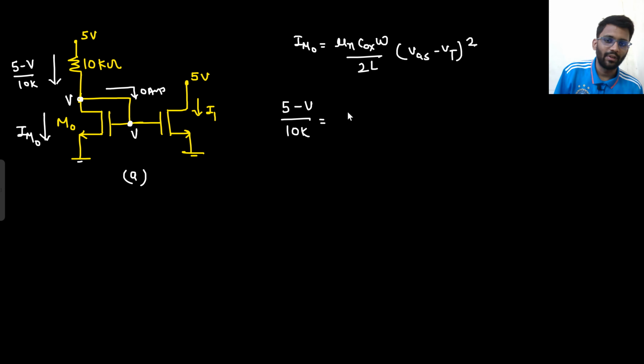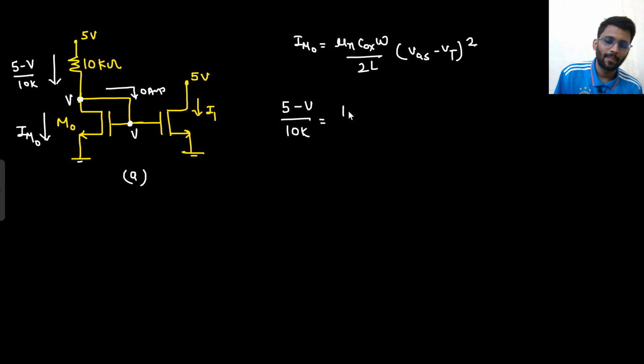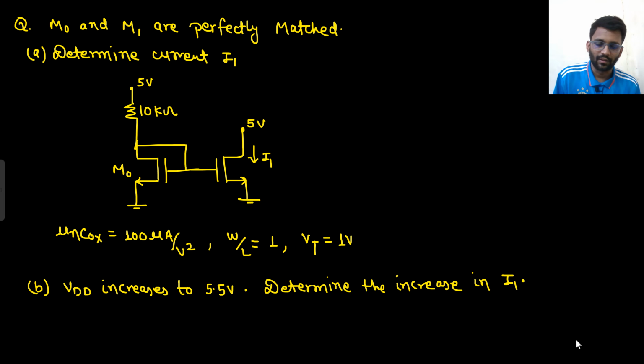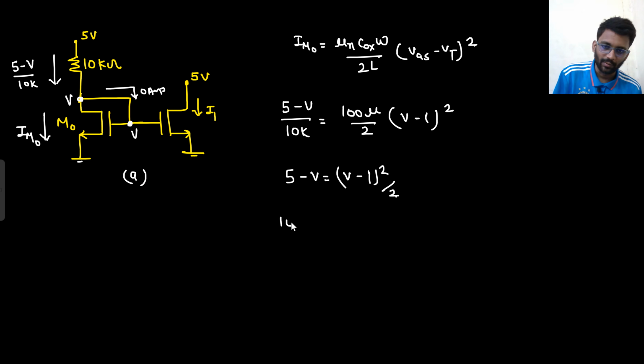5 minus V by 10k would be equal to this current: mu n Cox W by L value, 100 micro by 2, Vgs value is V minus Vt value is 1, whole square. 10 to the power 4, 10 to the power 4. So 5 minus V equals V minus 1 whole square by 2. That would be 10 minus 2V equals V square plus 1 minus 2V. So V value you are getting is 3 volt.